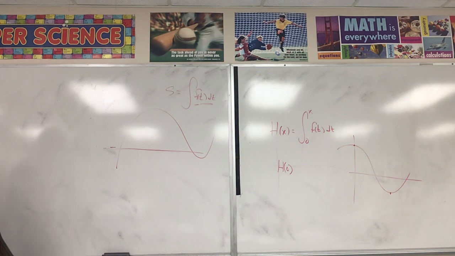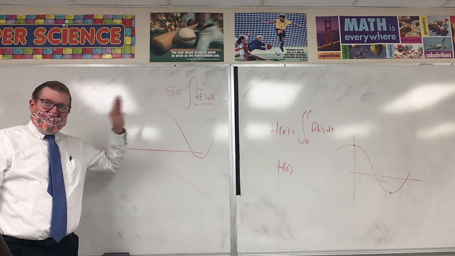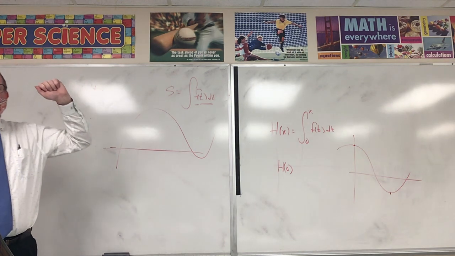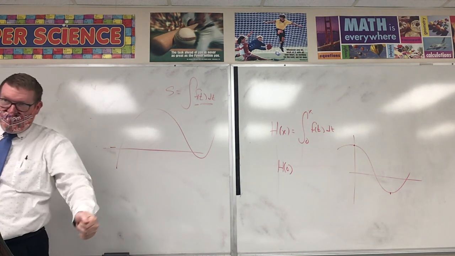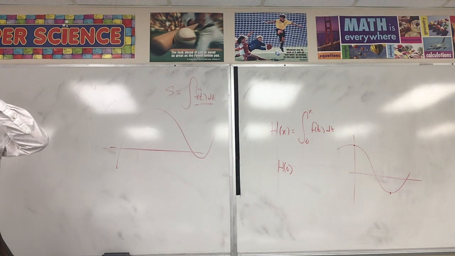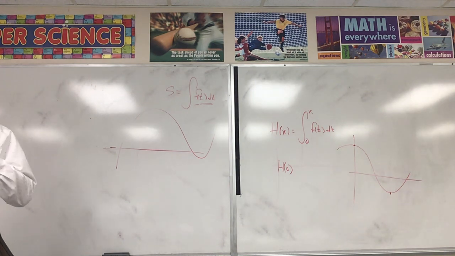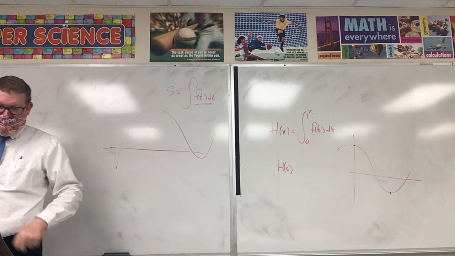Is the acceleration of the particle at time equals 3 positive or negative? Positive. Why? Slope is positive. Absolutely correct. The slope is positive, because I'm looking at a velocity graph, so my acceleration would be the derivative, which is the slope of the tangent line. You're getting it.